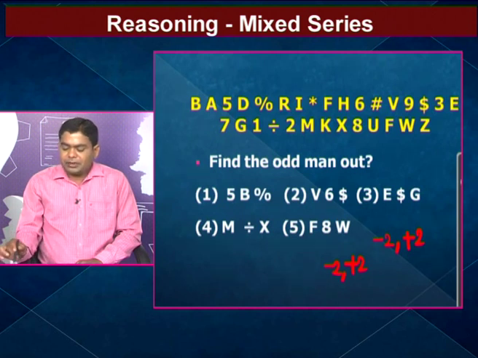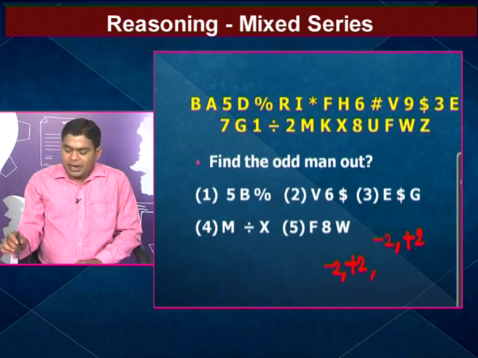After that we go to the third option, E dollar G. So in our given series, E is there, dollar is there. Dollar is the previous second element. G is the followed second element. Again this one also follows the minus 2 and plus 2 rule. Minus 2 and plus 2 rule.